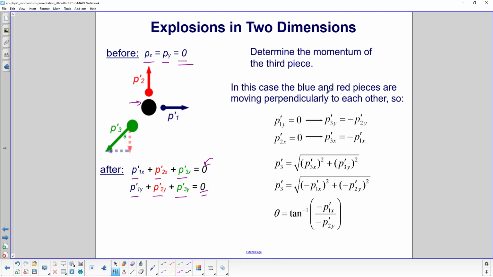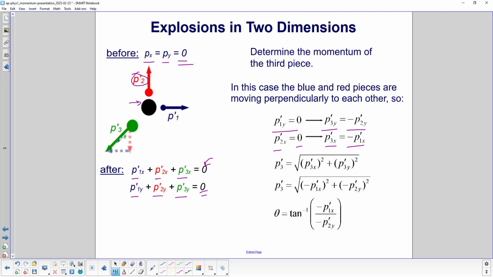So, since the blue and red pieces are moving perpendicular to each other, p'1y equals 0, which then means that p'3y has to equal minus p'2y. Then p'2x is equal to 0, right? Because here's p'2, it's just moving in the y direction, which means that p'3x is equal to minus p'1x.